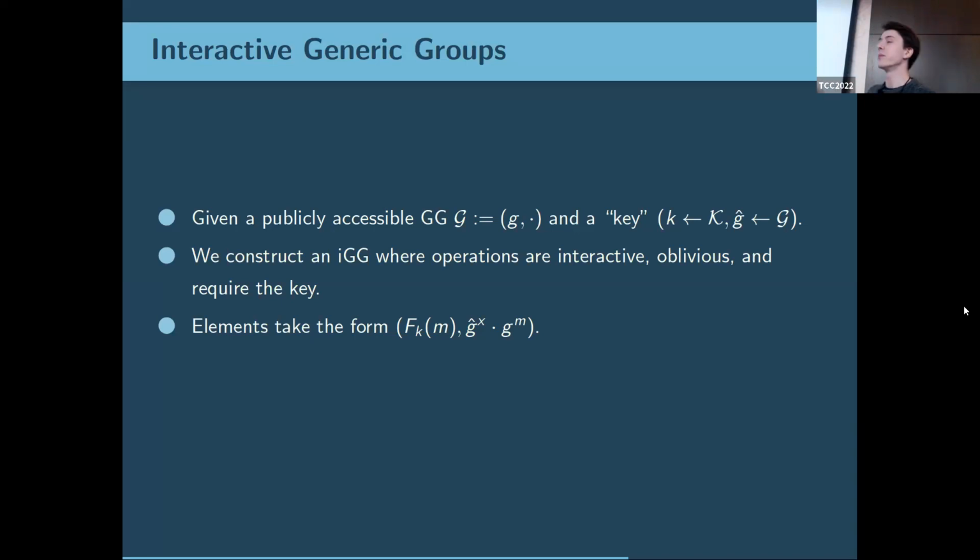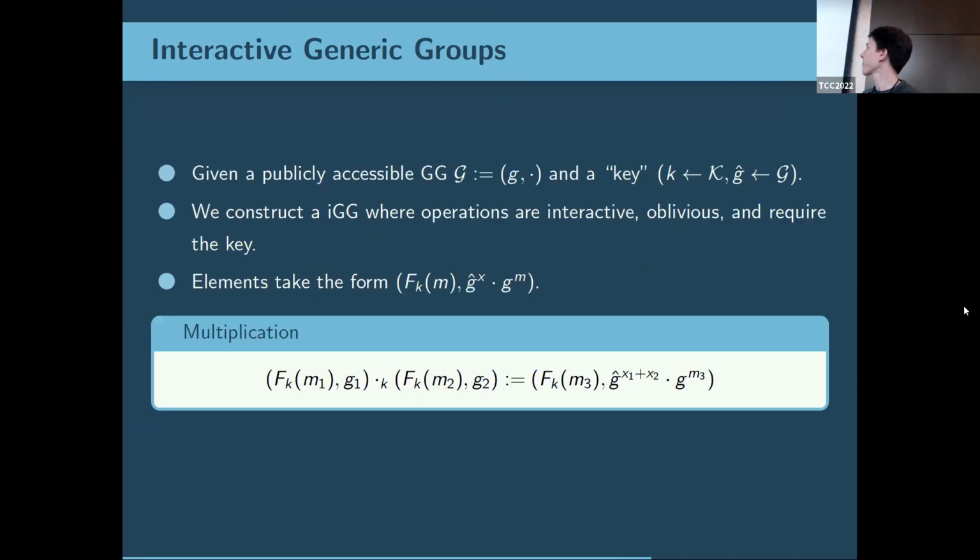Then elements in our new private or interactive generic group are masked elements in the public group. In this case, this G to the M is a multiplicative mask on the underlying elements. And then we store the mask under a pseudo-random permutation keyed on Bob's input.